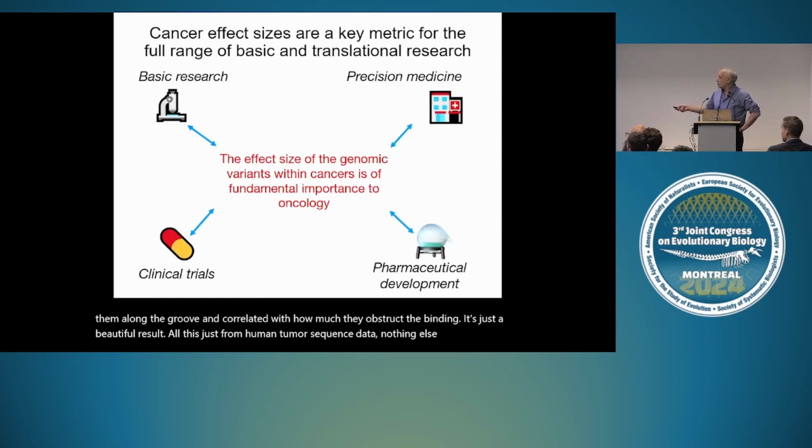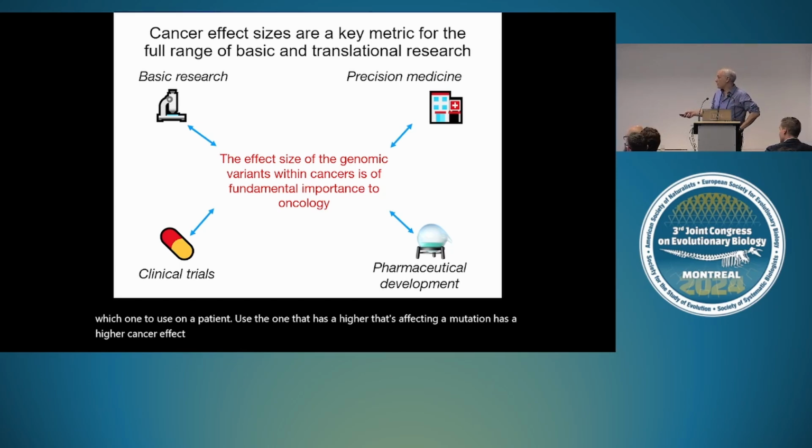Okay, so cancer effect sizes are this key metric for a full range of basic and translational research. Basic research: which genes should I study to understand the basic biology of cancer? Precision medicine: suppose you're deciding between two drugs, one does one thing, one does another thing. They're equivalent in every other way, and you're using them off-label, if they're approved for one cancer, you're looking at a different cancer, and you're trying to decide which one to use on a patient. Use the one that's affecting a mutation that has a higher cancer effect size.